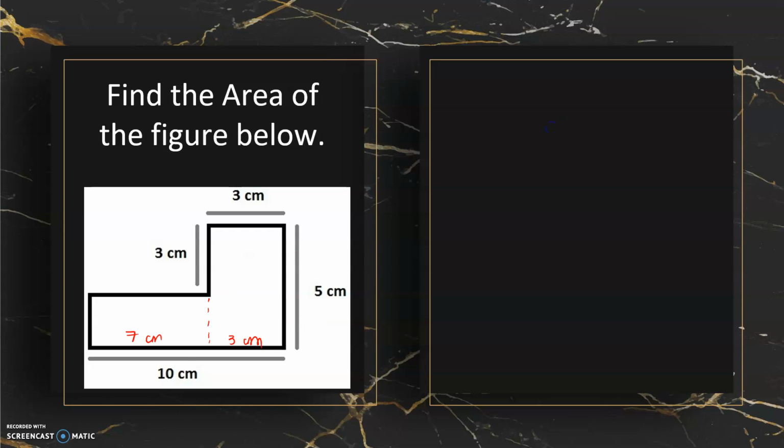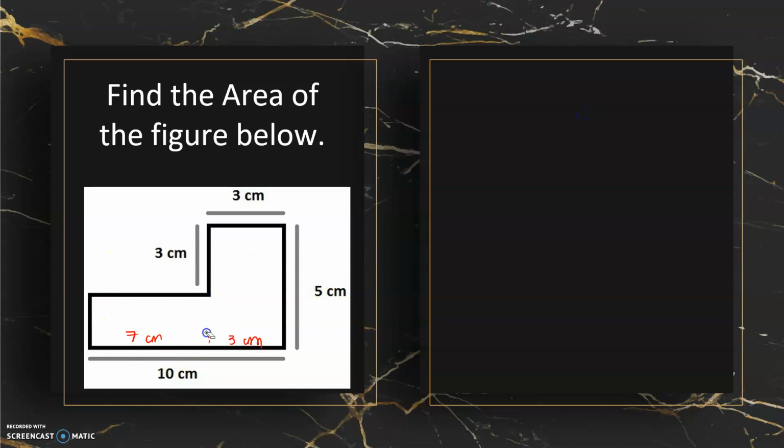Or I can also cut this figure this way. Since we have here a rectangle, in a rectangle opposite sides are equal. So if this is 3 centimeters, it follows that this part here is also 3 centimeters. And since the total length of this side is 10 centimeters, the remaining part here is equivalent to 7 centimeters.